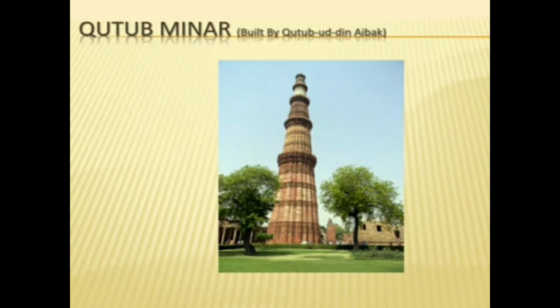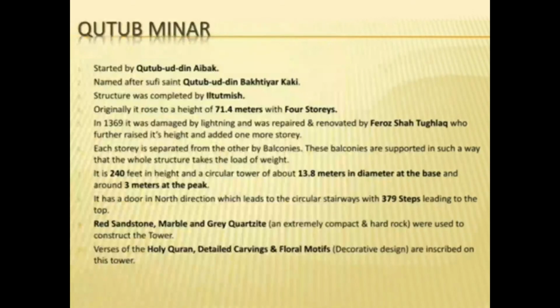Qutub Minar is built with marble, red sandstone and grey quartzite. This minar stands tall at a height of almost 73 meters. The diameter at the base is around 14 meters and reduces to about 3 meters at the top. This minar has 5 stories which taper as they increase in height. Each story is separated by a projecting balcony. Internally, the monument has a spiral staircase of around 379 steps, which leads to the topmost story.